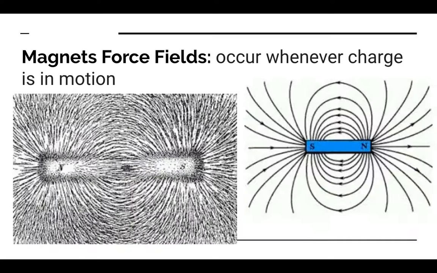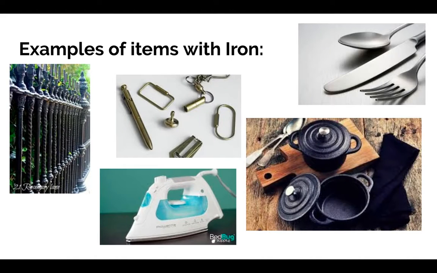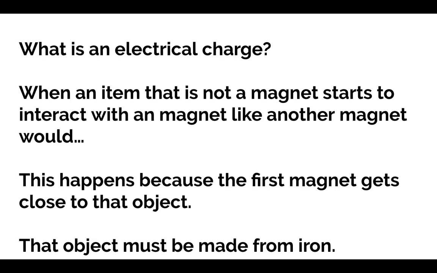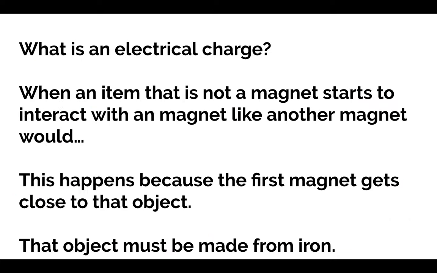So what I mean is this is how our magnets interact. We know that like poles repel and different poles attract. So what I'm saying is when an item that's not just any item, an item that's made from iron, like one of these things, starts to interact with a magnet, like magnets interact with each other. Whoa! This happens because the first magnet gets close to that object. The magnet gets close to the thing made of iron and it changes it and makes it start to interact with that magnet like another magnet would.